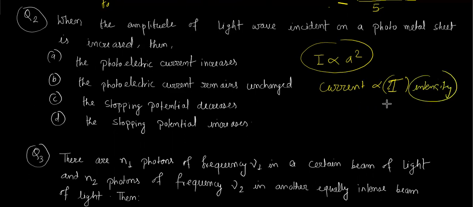That's why we can say that as amplitude increases, which implies the intensity also increases, and we can say that intensity and current are directly related with each other. That's why current also increases.